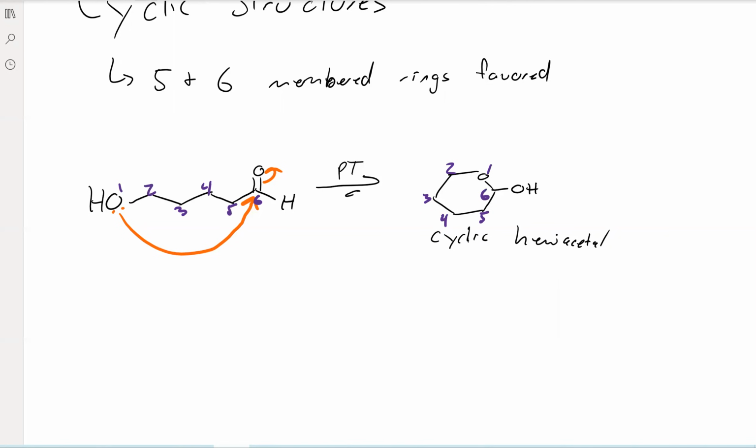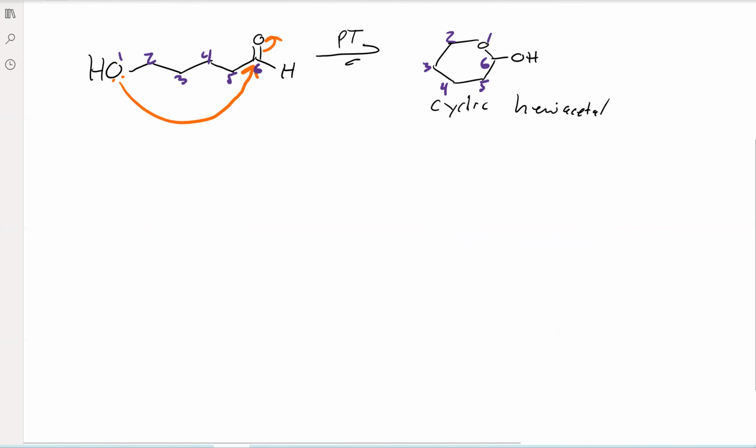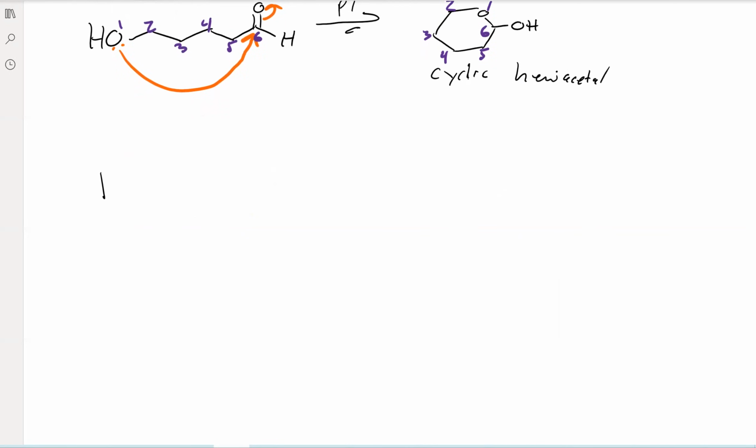And so what we can see is we have our 6-membered ring. The hemiacetal basically means that one of the oxygens is like an ether and the other one is like an alcohol. So let's take a look at an example of D-glucose, and I'll only ask you to do 6-membered rings. We won't do 5-membered rings.